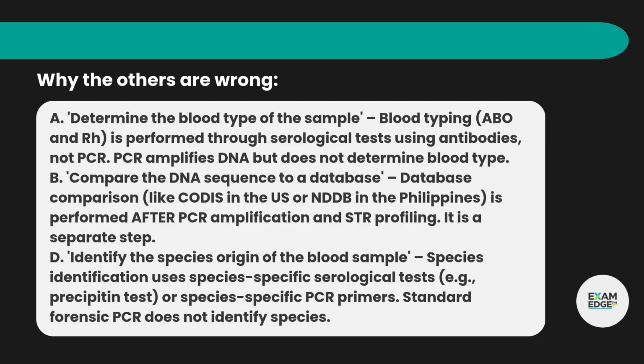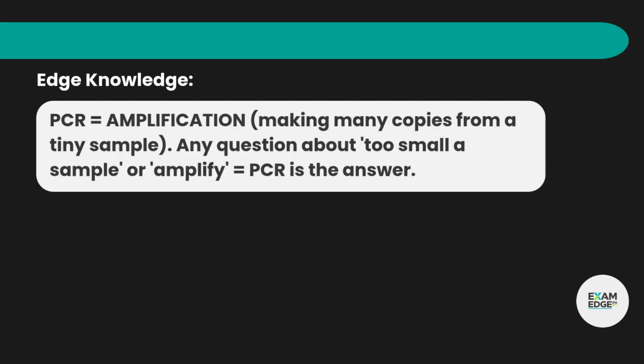D. Identify the species origin of the blood sample. Species identification uses species-specific serological tests, e.g., precipitin test, or species-specific PCR primers. Standard forensic PCR does not identify species. Edge knowledge. PCR equals amplification, making many copies from a tiny sample. Any question about too small a sample, or amplify, equals PCR is the answer.